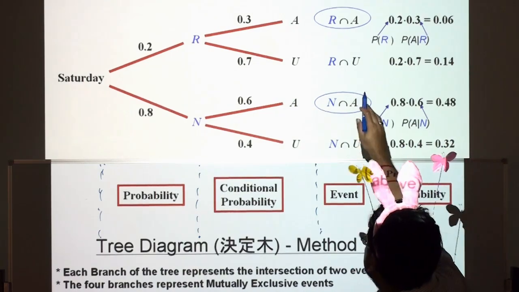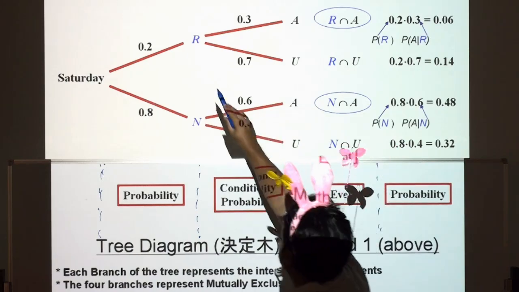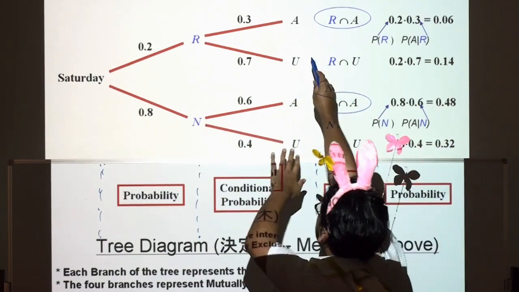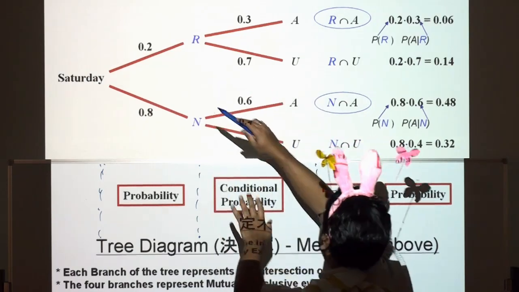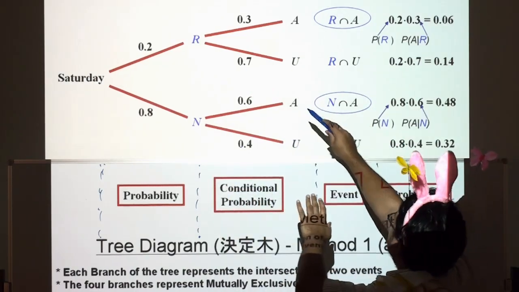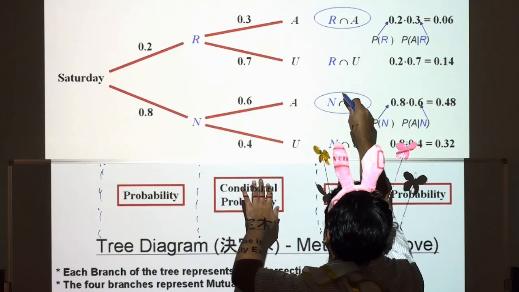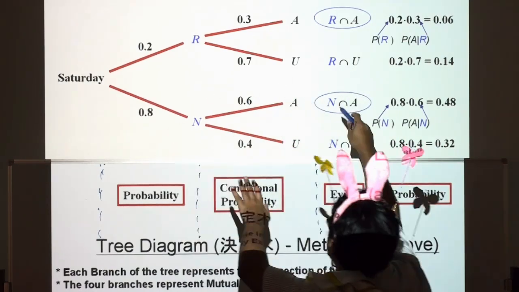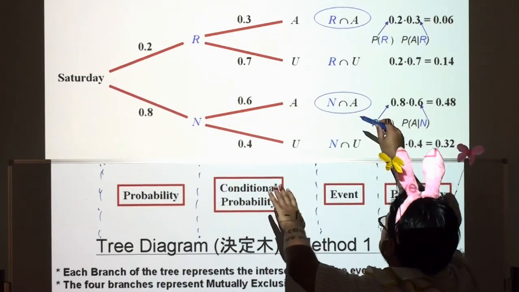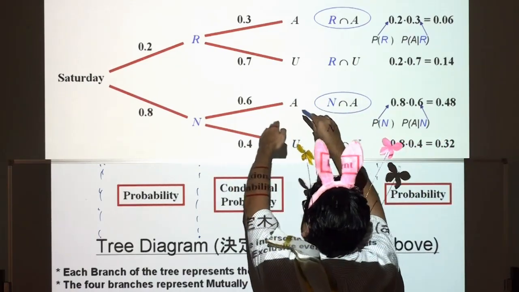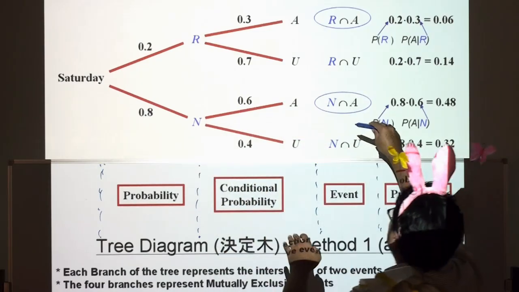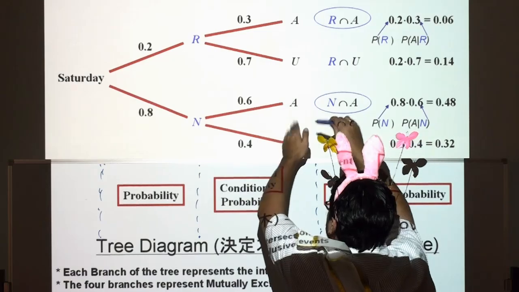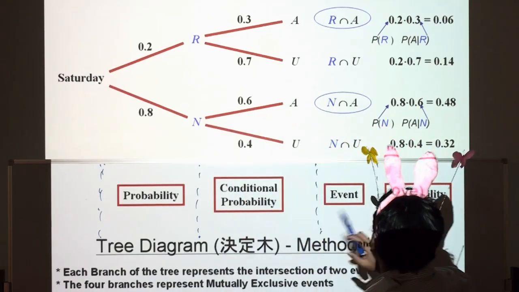Now, we can look at the events here, R intersect A, so R and A, and then we can work out the chances of success with rain. Okay, right there. And this one, R intersect U, so unsuccessful given rain, N intersect A, so the probability of success given no rain, and the last one, N intersect U, what is the probability of being unsuccessful given no rain.